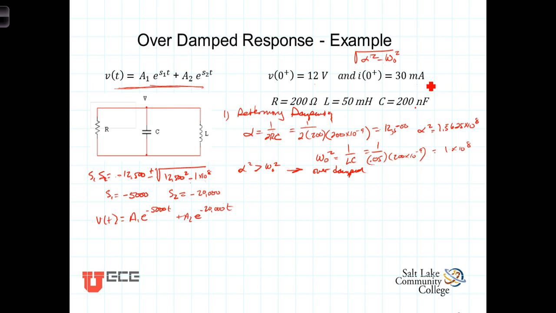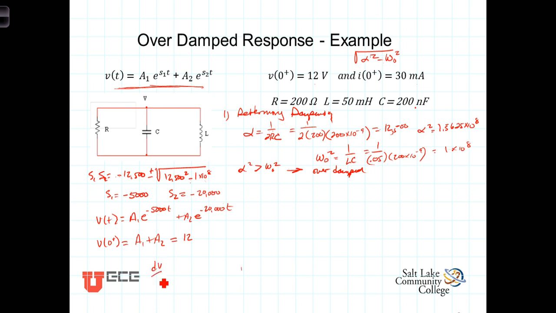Alrighty. From the previous video, we saw that we can evaluate this at 0 plus, which then gives us A1 plus A2, and of course that's going to equal 12 volts. So our first equation is pretty easy to get. The initial voltage across the capacitor, which is the voltage across all three of those devices, is 12 volts, and that's got to equal A1 plus A2. Now, the second equation comes from differentiating this and evaluating the derivative at t equals 0.